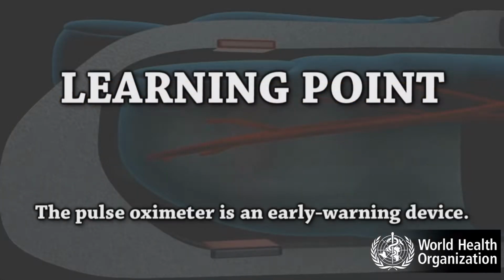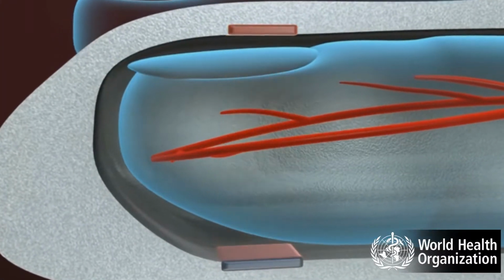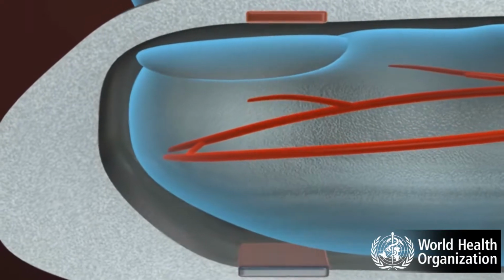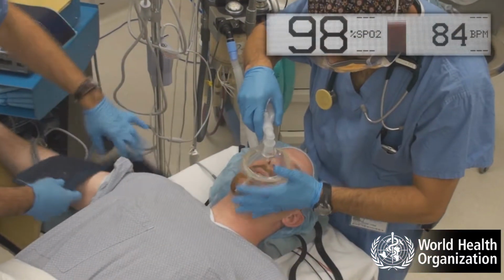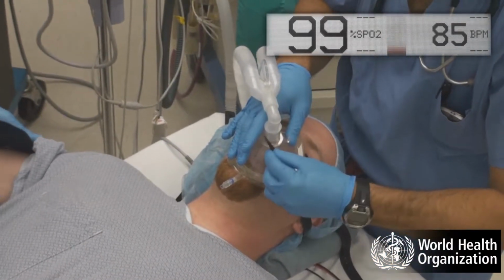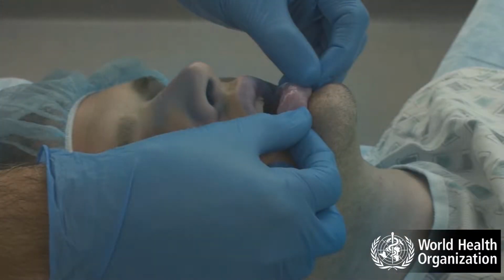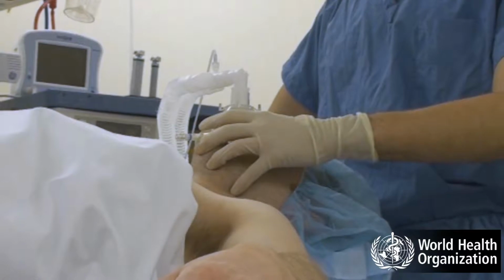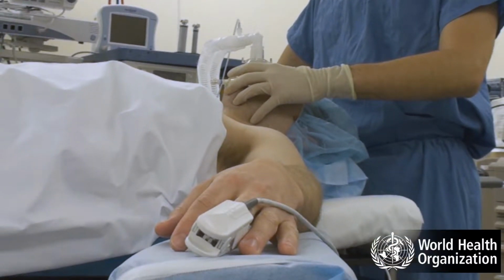Learning point. A pulse oximeter is an early warning device. A pulse oximeter continuously measures the level of oxygen saturation of hemoglobin in the arterial blood. It can detect hypoxia much earlier than the anesthetist can see clinical signs of hypoxia, such as cyanosis. This ability to give early warning has made the pulse oximeter essential for safe anesthesia.